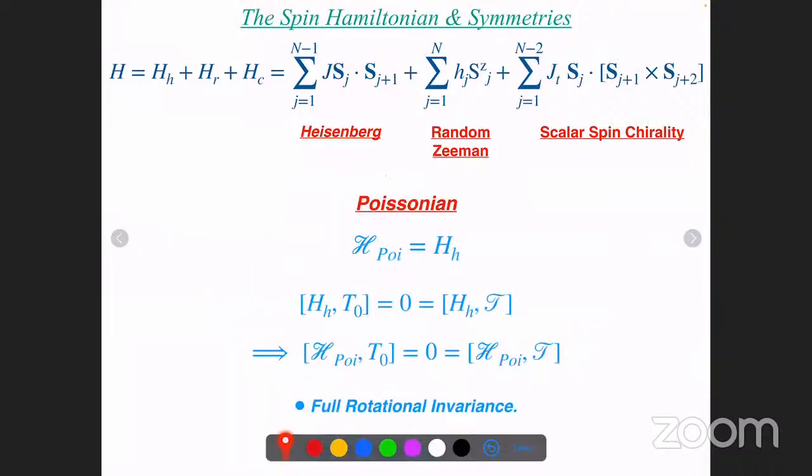Okay, so now how do we reach the Poissonian regime? We'll keep only the Heisenberg term. In this case, this is completely rotationally invariant, but it also commutes with the time reversal symmetry operators, both in the conventional and the unconventional sense. So if you remember the past classification, this should lead to, as we will see, a Poissonian distribution, since there is no randomness here, okay?